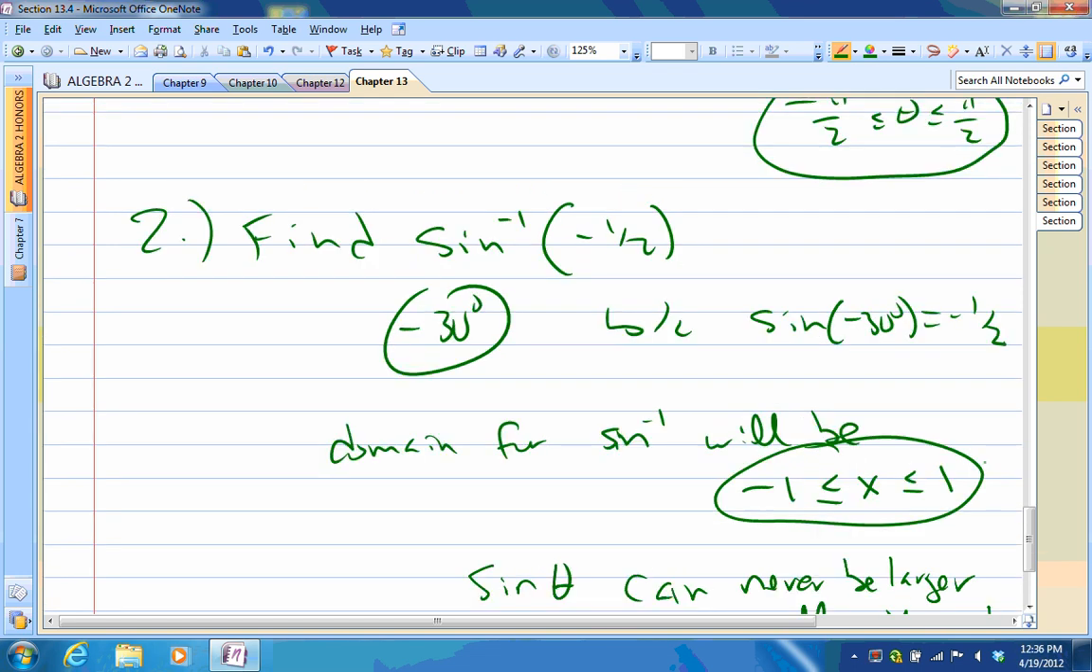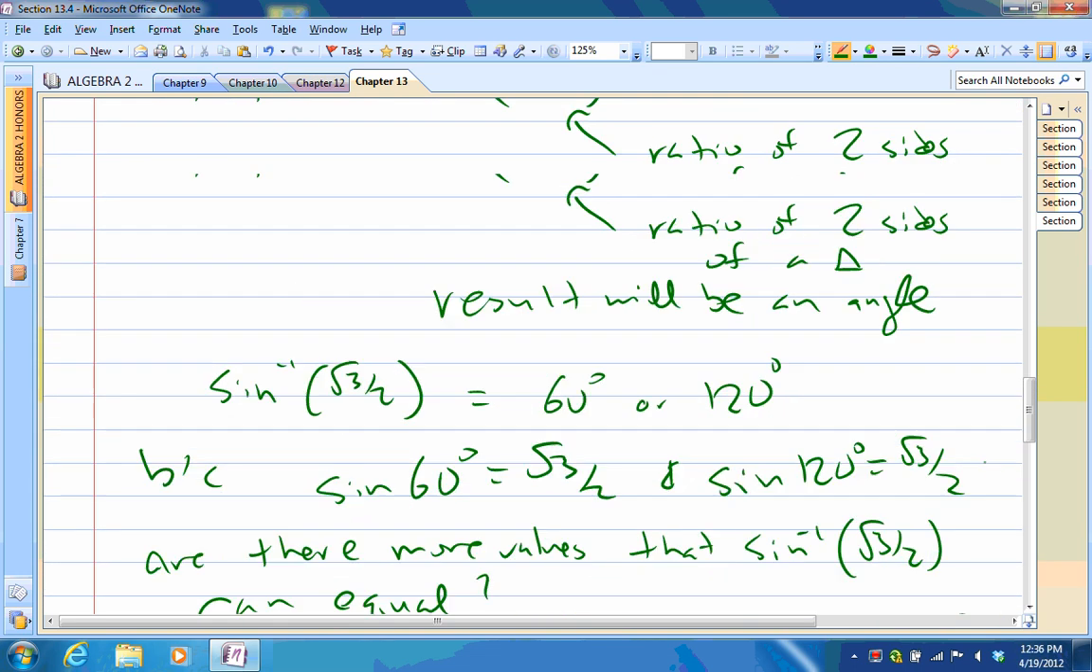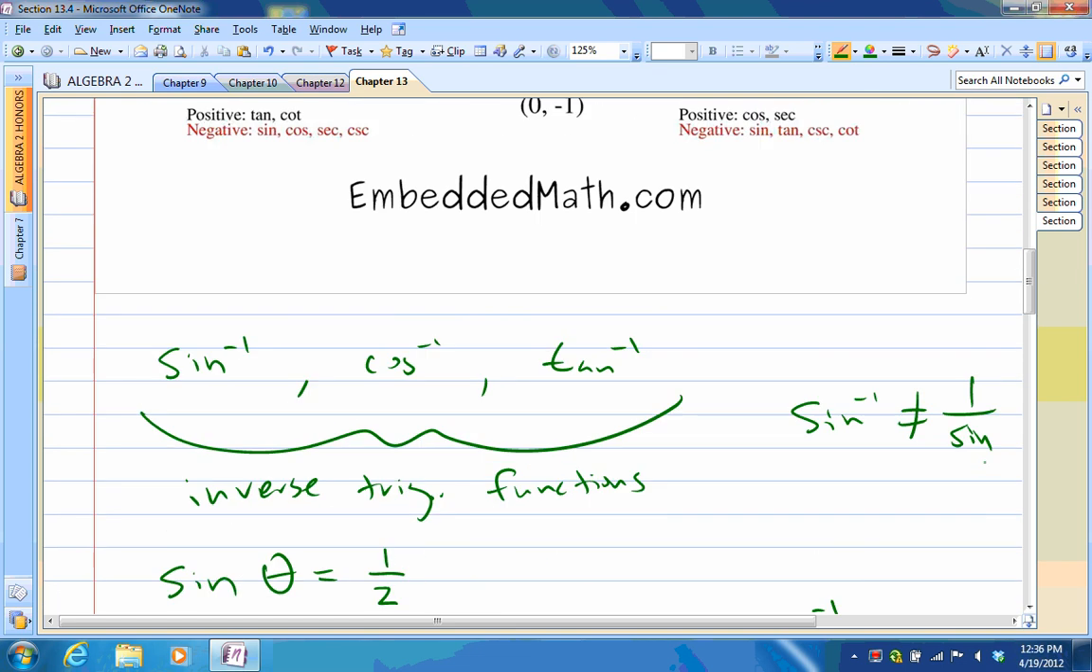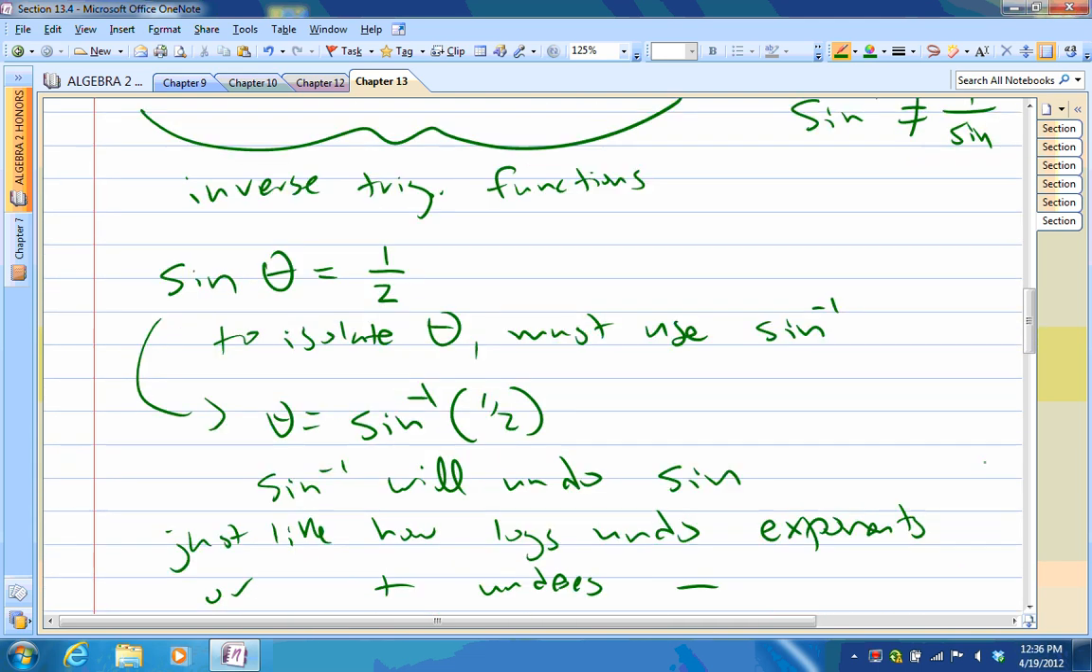So let's kind of recap everything I've discussed so far in this video. We talked about the inverse trig functions. There's sine negative 1, cosine negative 1, tan negative 1. Inverse sine is not 1 over sine. Don't confuse those two. Remember, 1 over sine is cosecant. Say, for example, you need a sine of some angle equal to some value, like 1/2. To isolate theta, you must use an inverse sine function. It allows you to isolate the angle that you're taking the sine of.